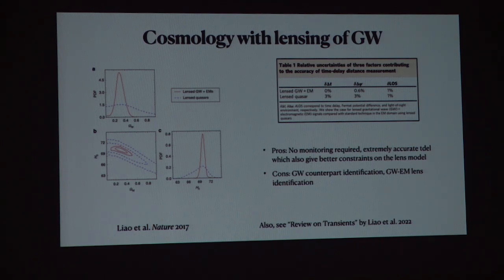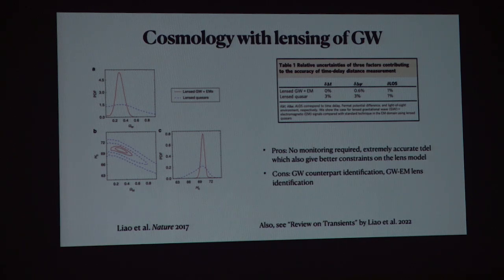One of the main reasons is that with lensed gravitational waves you are going to get extremely precise time delays, and one doesn't need to do a very tedious long-term monitoring of the data and so on. And of course gravitational waves themselves are standard sirens, so those bring additional constraints in your lens models. So overall this is very promising.